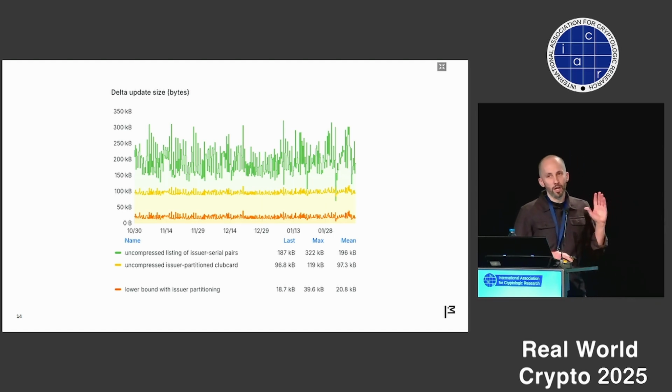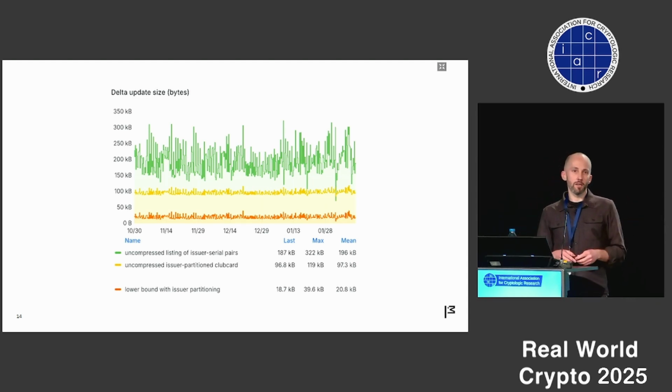That's if you want to compress full snapshots of the web PKI, but you don't actually want to do that every day. You also just want to publish delta updates. And so the green line here is the size of basically delta CRLs, just lists of issuer serial pairs at about 200 kilobytes. We can encode that same data using our club card data structure and cut it in half to about 100 kilobytes.